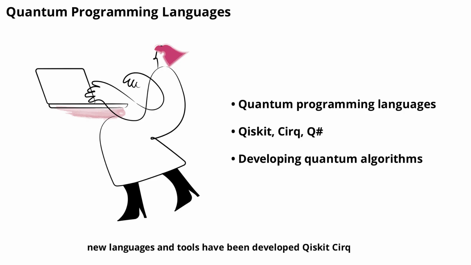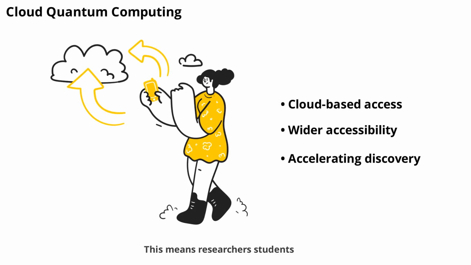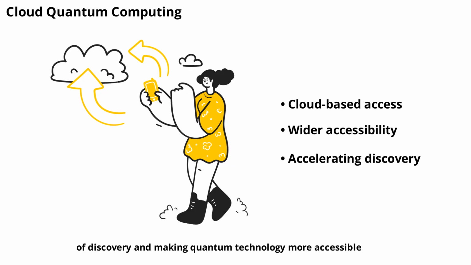Qiskit, Cirq, and QNumber are some of the popular quantum programming languages. These tools allow researchers and developers to write and test quantum algorithms, bringing quantum computing closer to practical use. Many companies now offer access to quantum computers via the cloud. This means researchers, students, and businesses can experiment with quantum algorithms without needing their own hardware. Cloud quantum computing is accelerating the pace of discovery and making quantum technology more accessible.